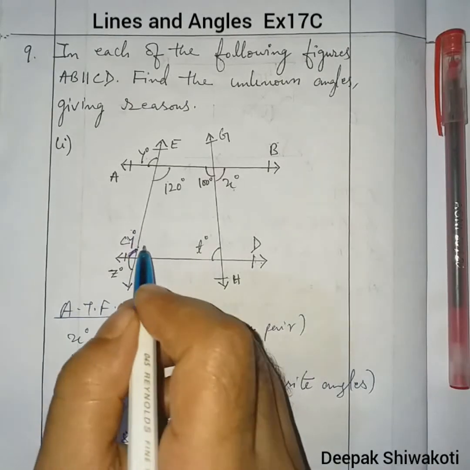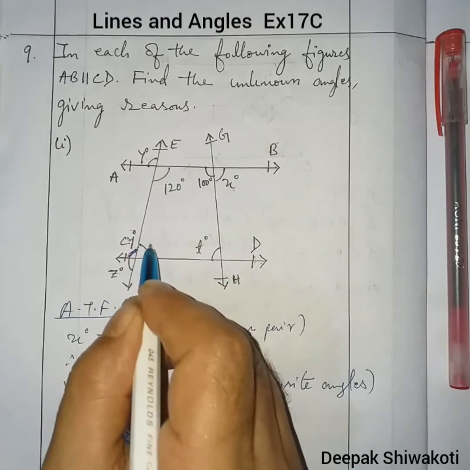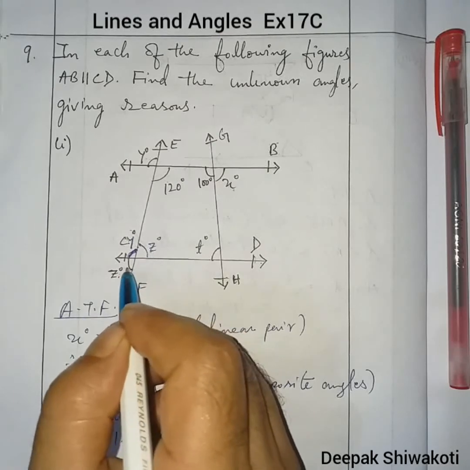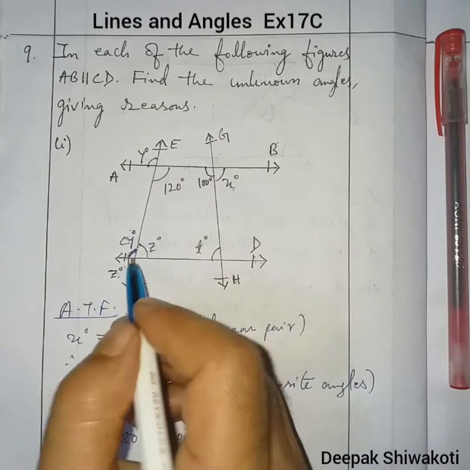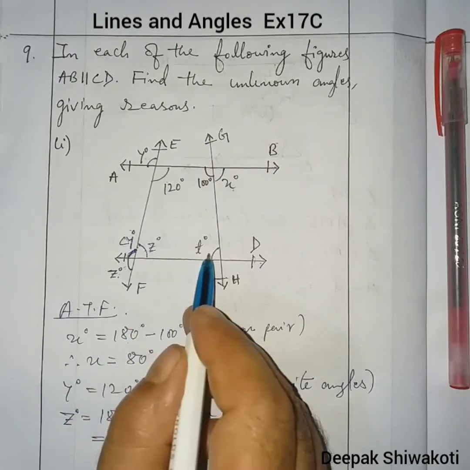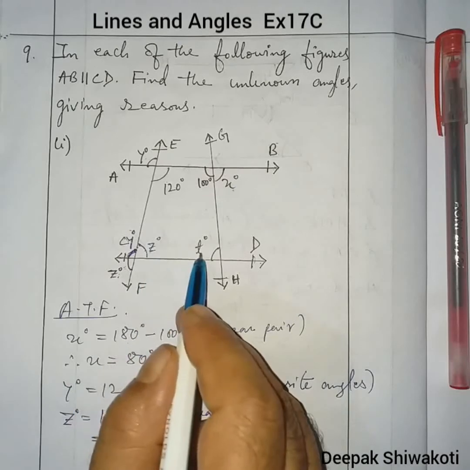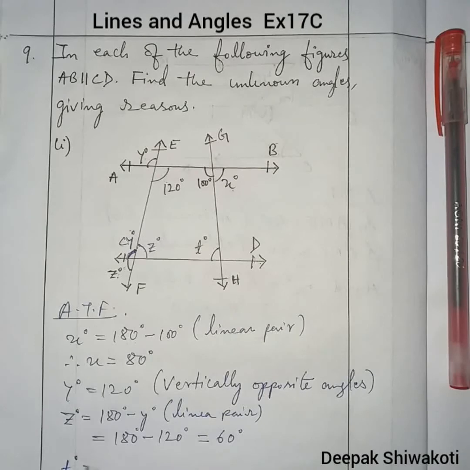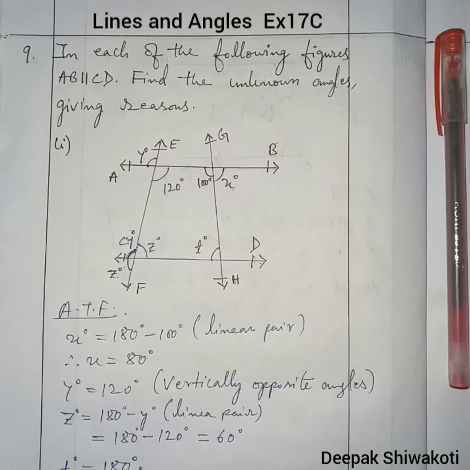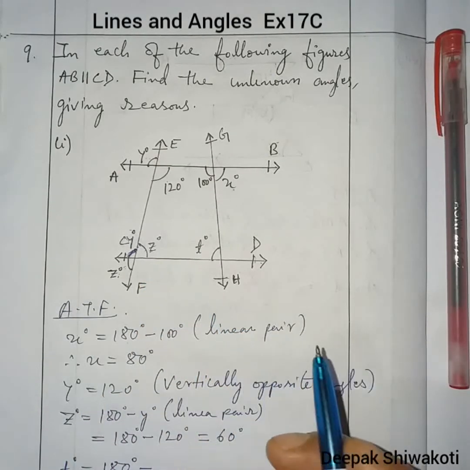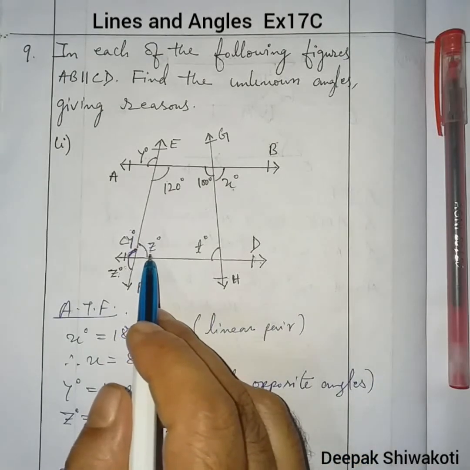This one is z degree, vertically opposite angle. This and this is z, then this is also z degree, because these two are vertically opposite angles. So z plus t, these two are co-interior angles. The sum of co-interior angles is equal to 180 degrees. So t degree is also equal to 180 minus how much? Z we have got as 60 degrees, isn't it?